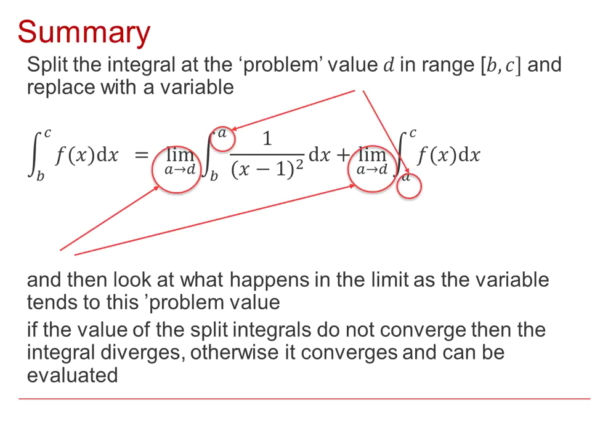So to summarise the technique, we've split the integral at the problem value d in the range for x, b, c, and replaced it with a variable. We've called that a. And then we've looked at what happens in the limit as the variable tends to the problem value. If the value of the split integrals do not converge, then the integral overall diverges. Otherwise, it converges and can be evaluated.